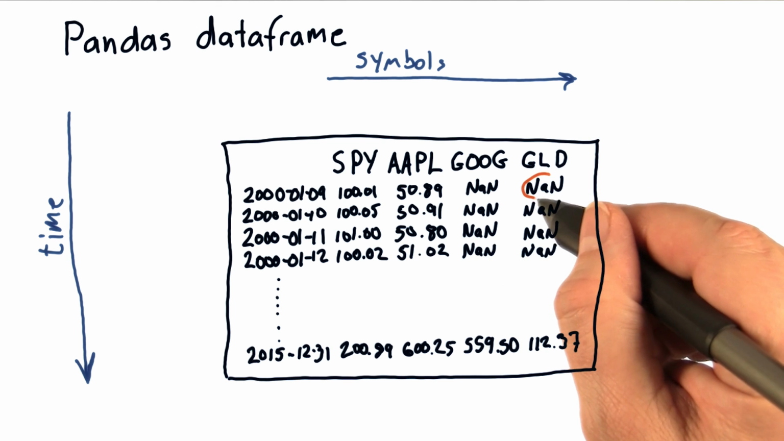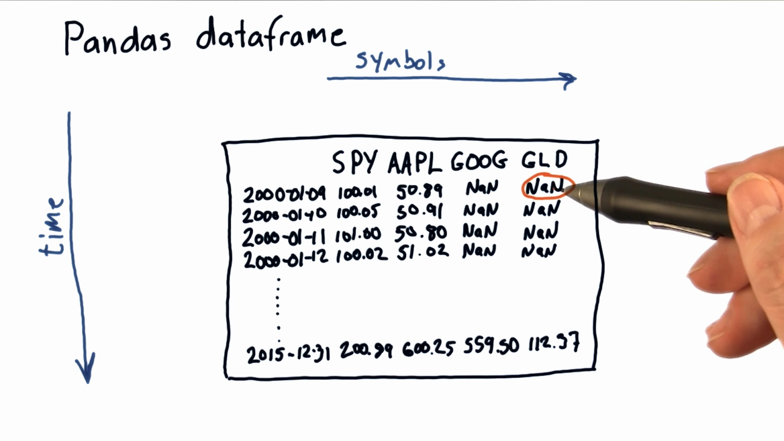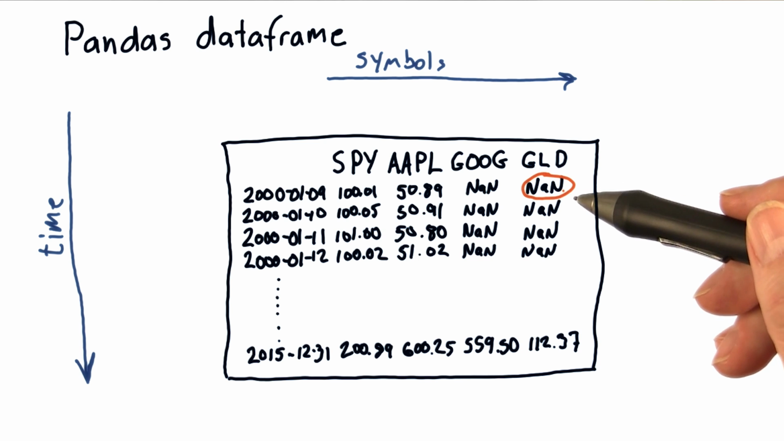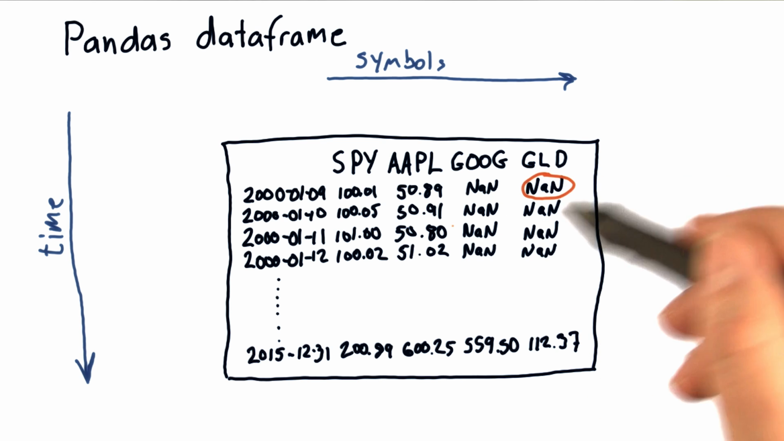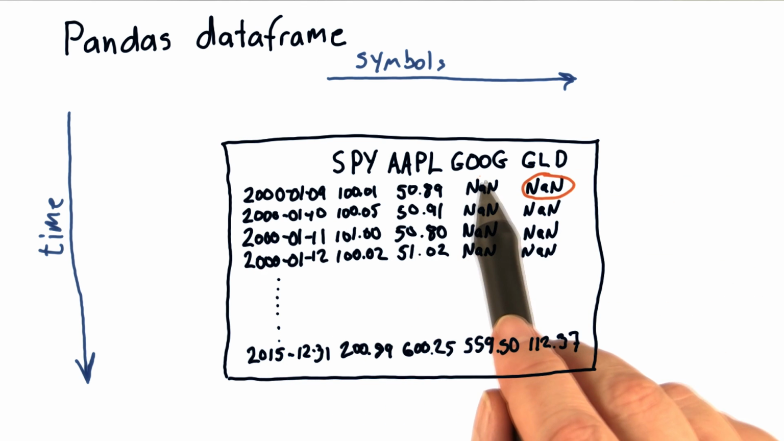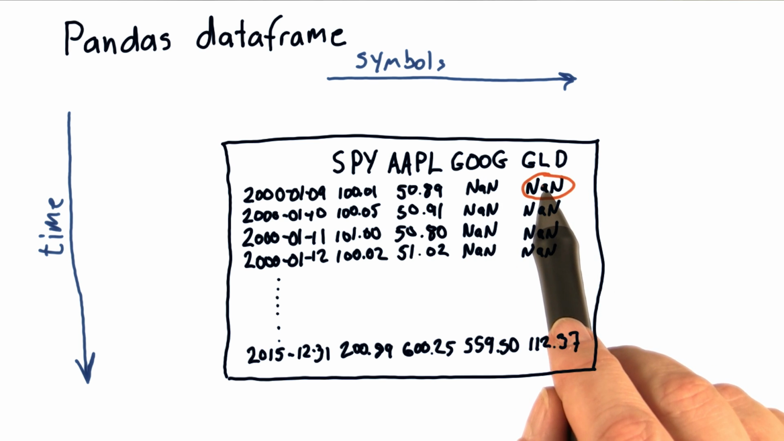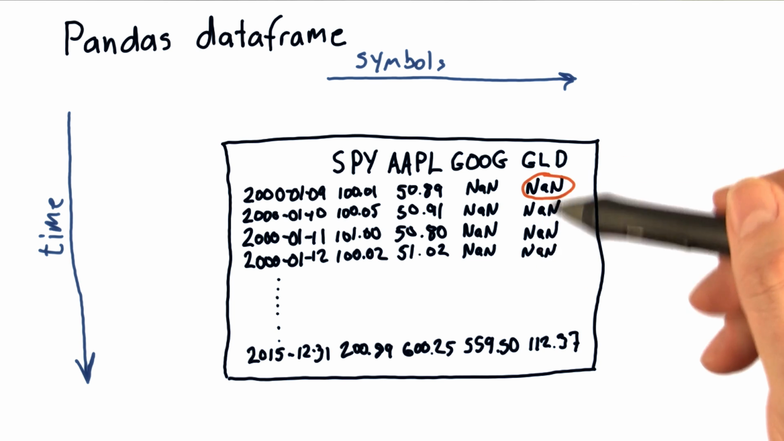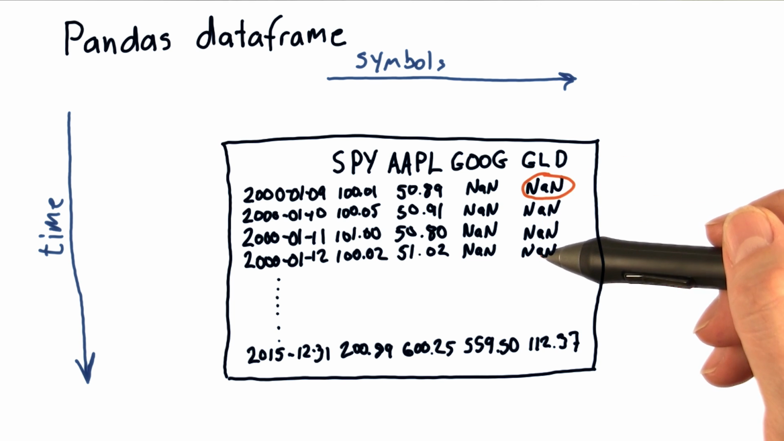Now, there are some special or unusual values here. NaN, that stands for not a number, and that's Python's way of saying, hey, I don't know, I don't have information for this. The reason you see those values here is back in 2000, Google did not exist as a publicly traded company, and neither did the ETF GLD. Now these NaN values can cause problems, and we'll be talking about those in a later session.